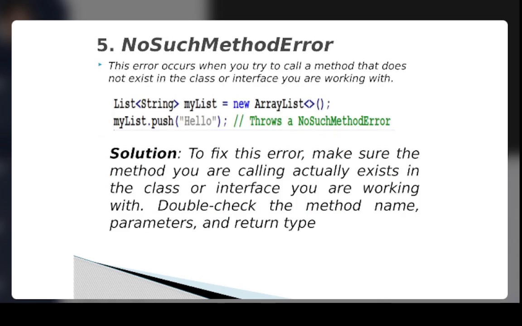NoSuchMethodError. This error occurs when you try to call a method that does not exist in the class or interface you are working with. Solution: to fix this error, make sure the method you are calling actually exists in the class or interface you are working with. Double-check the method name, parameters, and return type.